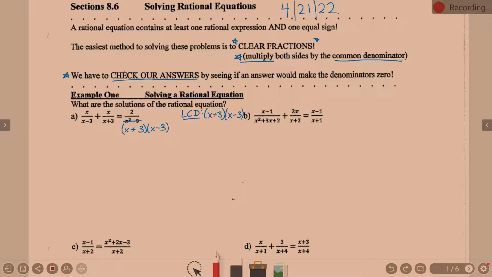And what we're going to do with that least common denominator, notice what it said? We're going to multiply both sides by the common denominator. So I'm going to multiply this entire equation by x plus 3, x minus 3. Okay? We're going to multiply the entire equation. So every piece will be multiplied by x plus 3, x minus 3.